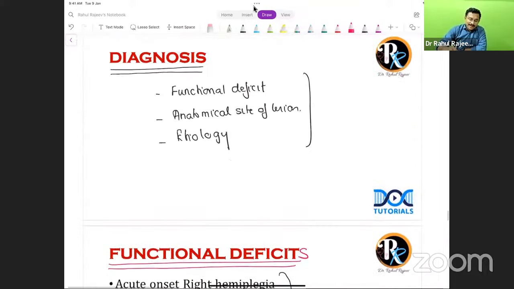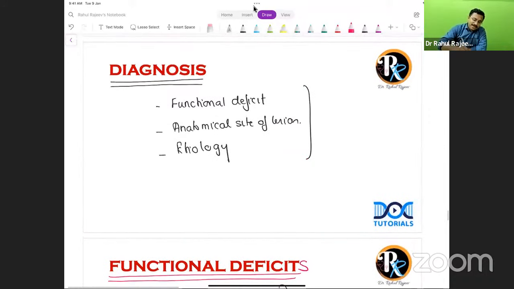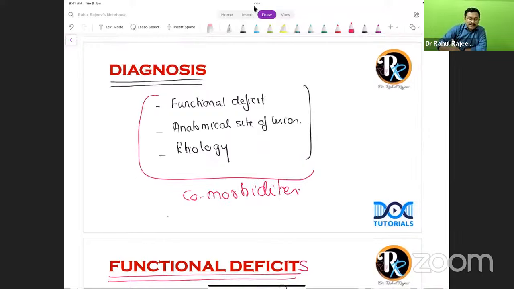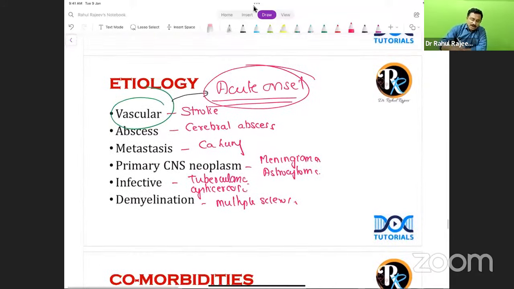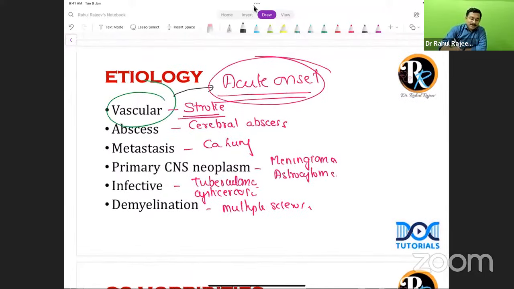But remember, when you write the diagnosis, not only about this functional, anatomical side, etiology, you have to write the comorbidities. You tell me what are the comorbidities in this patient. So etiology, I have decided it is stroke. What sort of stroke? Before I go to the comorbidities, tell me, is it ischemic stroke or hemorrhagic stroke? Tell me that first. We'll go to thrombotic or embolic, but first of all, is it ischemic or hemorrhagic?